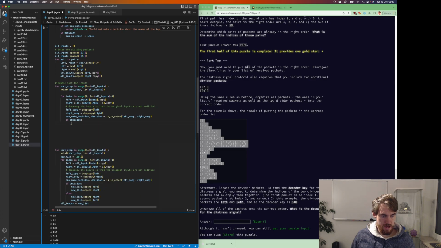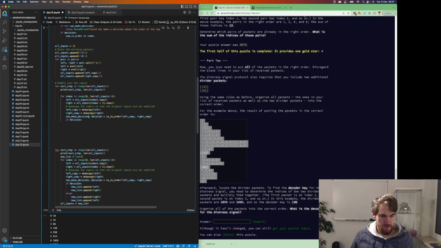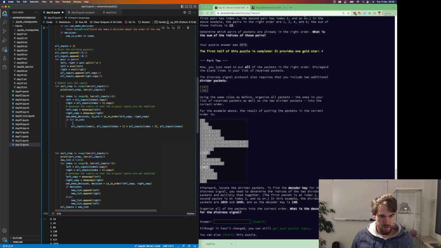And then I don't want to do this. I will say, if it is in order, then we say, or if it is not in order, for inputs index, or index, then we swap them around. Swap the inputs.